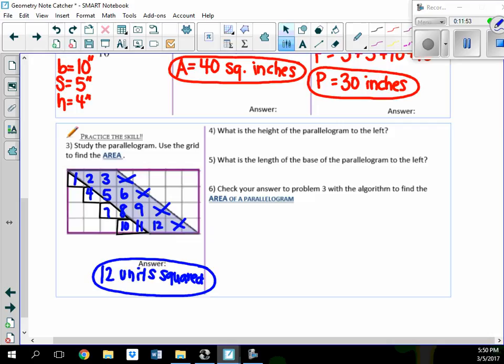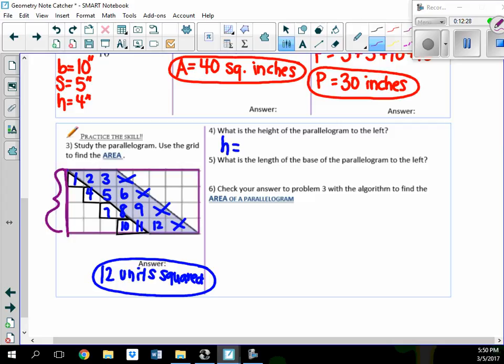All right. So it was a little bit tricky to find area on a grid. So instead, let's apply the algorithm that we talked about before. So our first question is, what is the height of the parallelogram to the left? So the height, or how tall this parallelogram is from the very top point to the bottom. So the height, if we were to go to the very top here, switch colors, and draw a line all the way down, this right here would be the height.